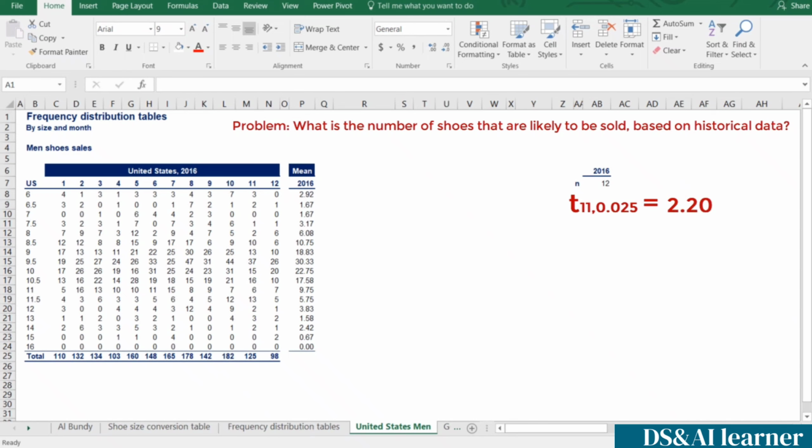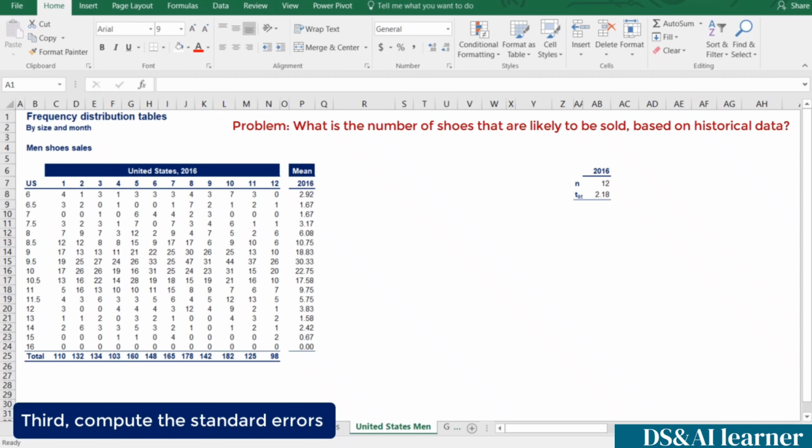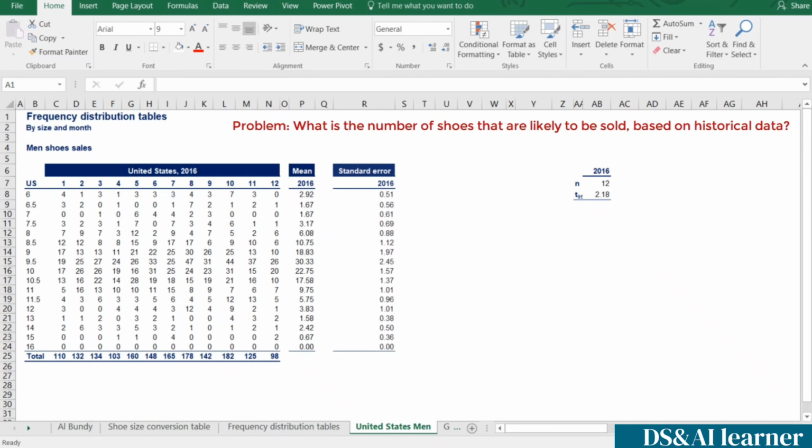Next, we will compute the standard errors. We are going to use the good old formula. While not necessary to go through this step, as we have everything we need, I will still show you the margins of error, as it may be interesting for some of you to examine.